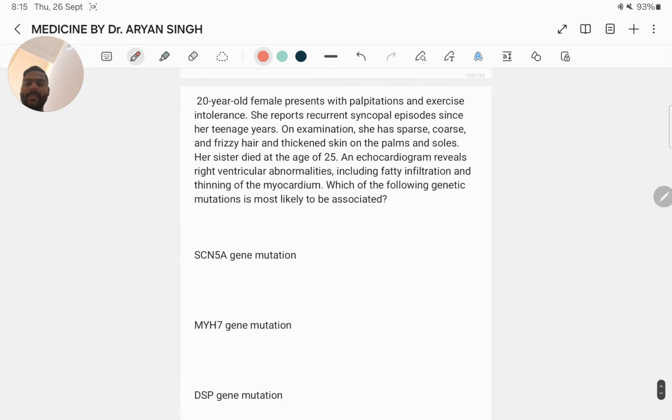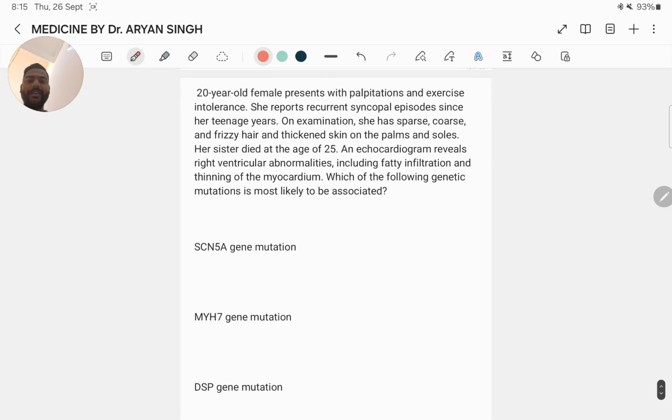Next question. A 20-year-old female presents with palpitation and exercise intolerance. She reports recurrent syncopal episodes since her teenage years. On examination, she has sparse, coarse, and frizzy hair and thickened skin on the palms and soles. Her sister died at the age of 25. An echocardiogram reveals right ventricular abnormalities, including fatty infiltration and thinning of the myocardium. Which of the following genetic mutations is most likely to be associated?